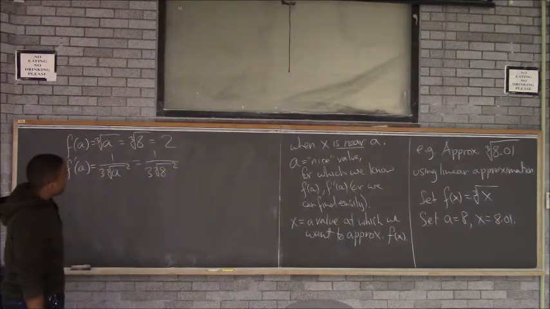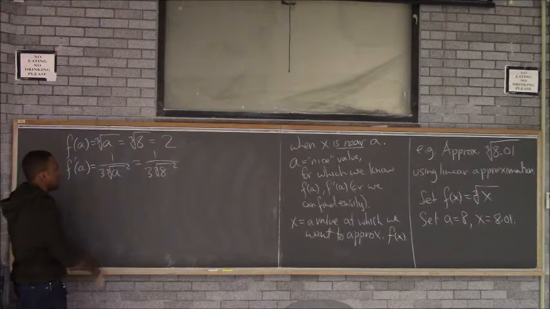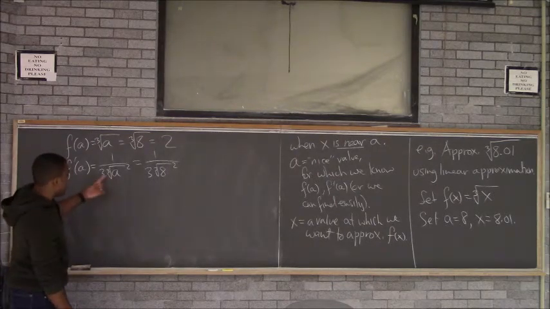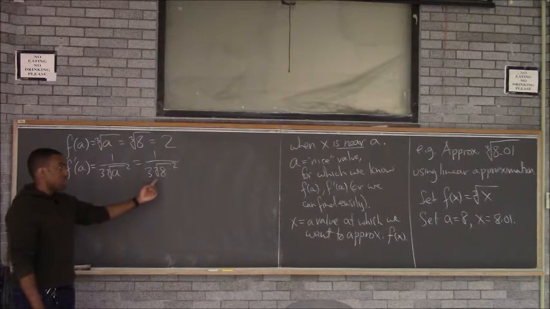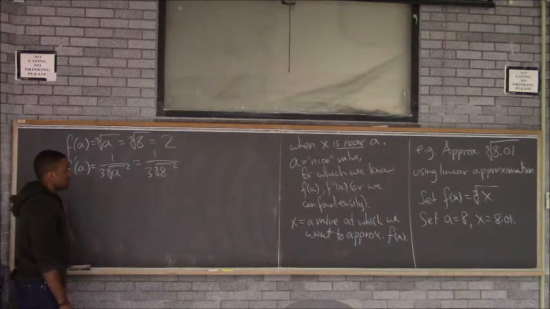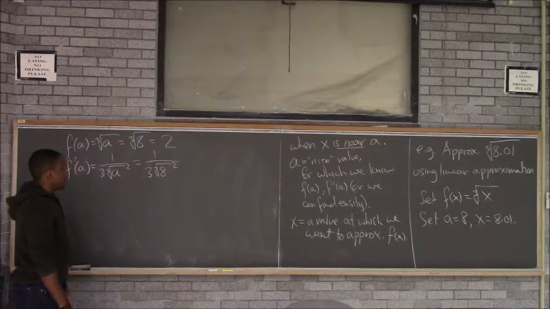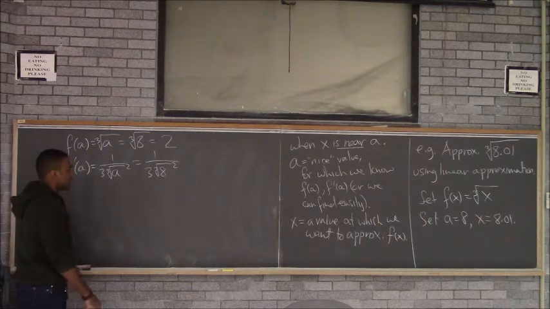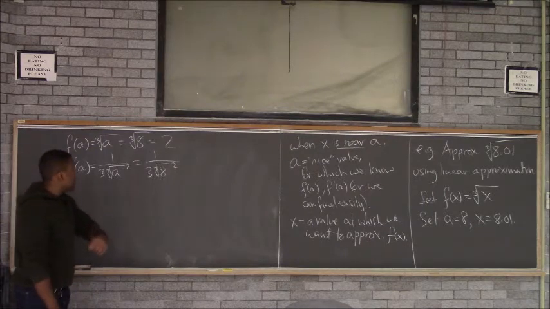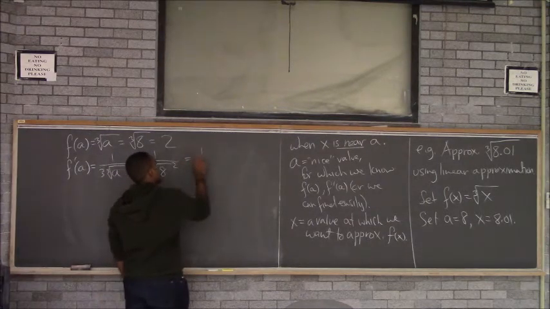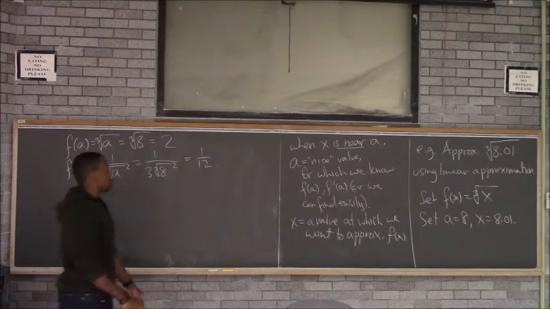Now, remember in general, when our a is positive, we have the option of taking either the radical first or the power first. In general, it's nicer to take the radical first whenever possible. So we would take the cube root of 8, which is 2. Then I'd square that, which would give me 4. Then I'd multiply that by 3, which would give me 12. So 1 over 12 is what we have here.